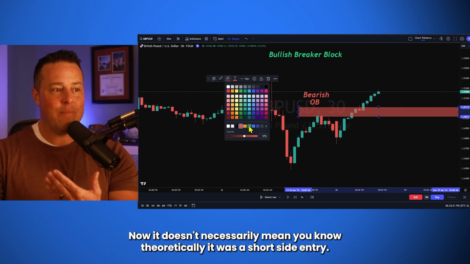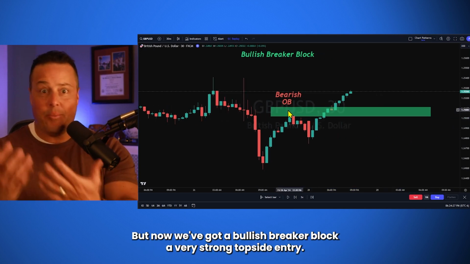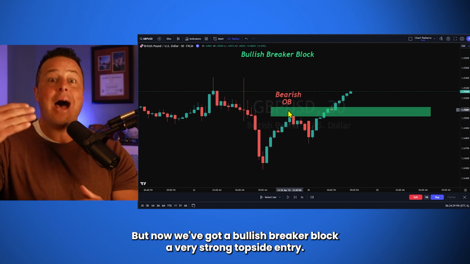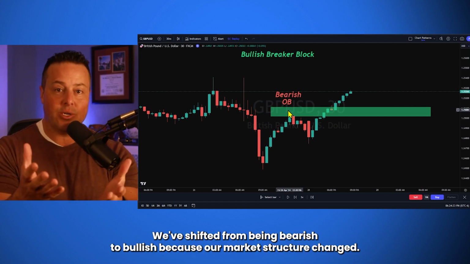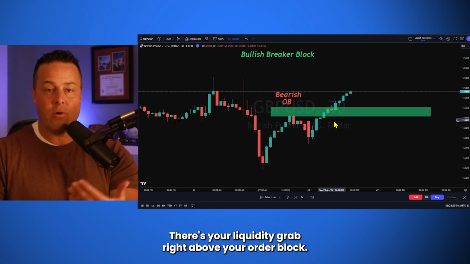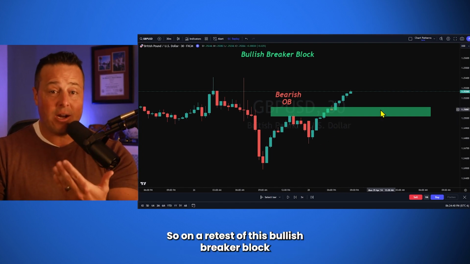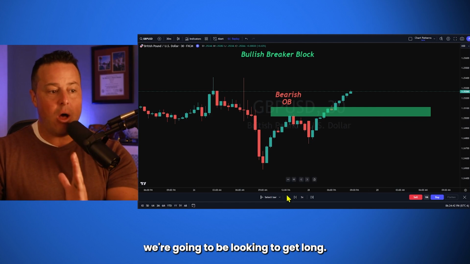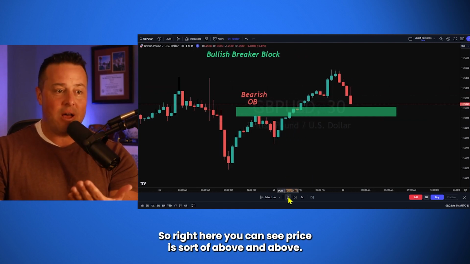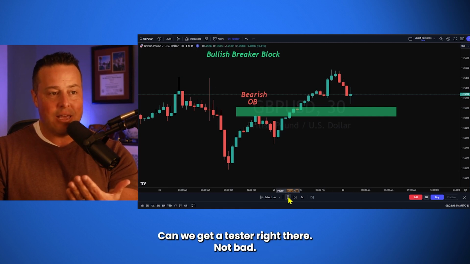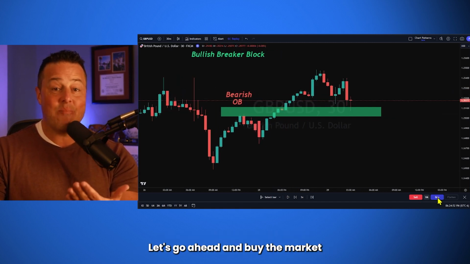Now, it doesn't necessarily mean, theoretically it was a short side entry, but now we've got a bullish breaker block, a very strong topside entry. We've shifted from being bearish to bullish because our market structure changed. There's your liquidity grab right above your order block, and now the market is moving higher. So on a retest of this bullish breaker block, we're going to be looking to get long if in fact we can. So right here you can see price is sort of above, and we're looking to really get a test in. Can we get a test in? Right there, not bad. There's your test. Let's go ahead and buy the market.